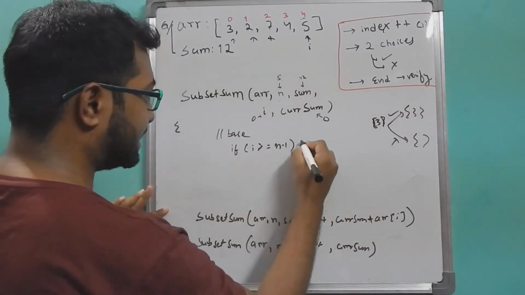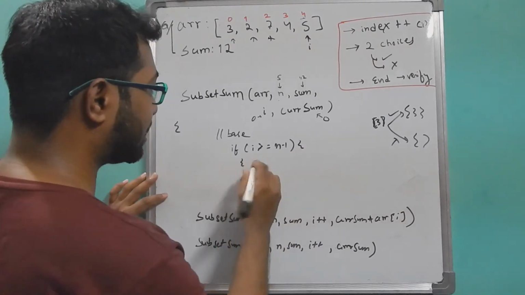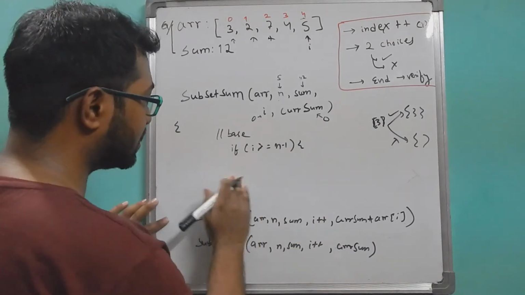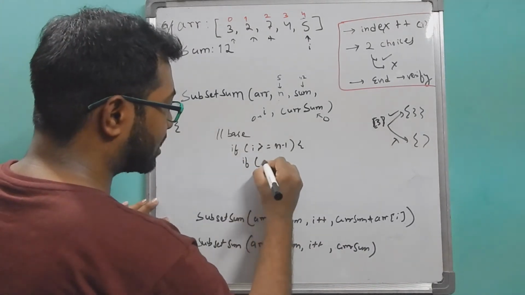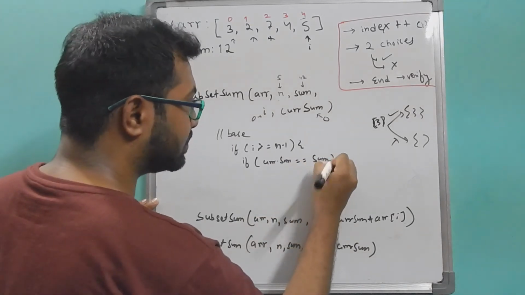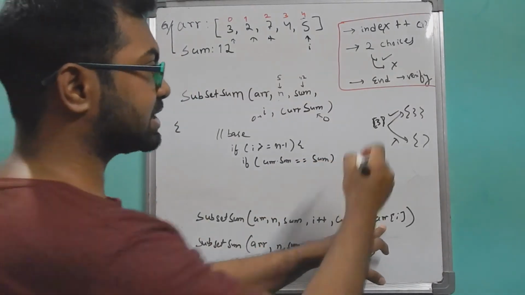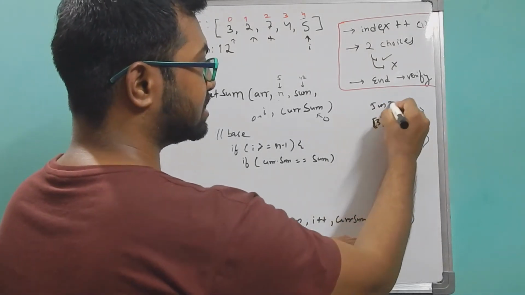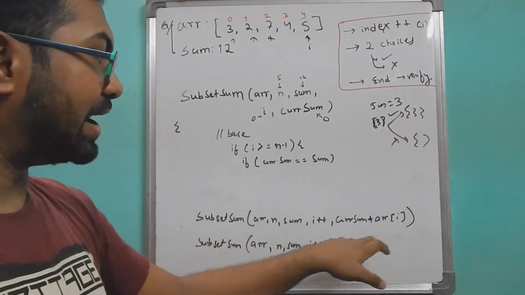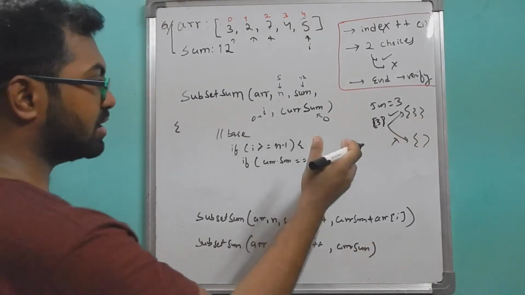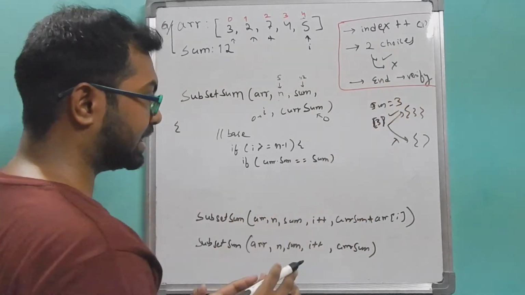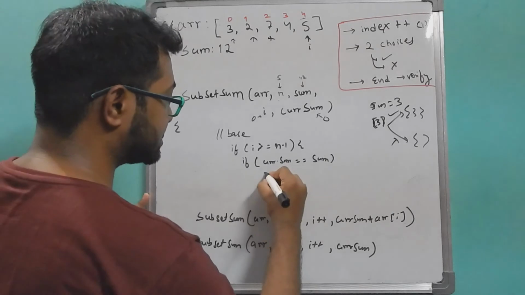Now at this step we would have calculated our current sum for that particular subset. So if our current sum is equal to the given sum, because now let's say the given sum is 3 in this case, and we have one element. Towards the end we have found the 3 and we have added it to the current sum. So if that current sum is equal to the given sum, then we have found a solution and we can safely return true.